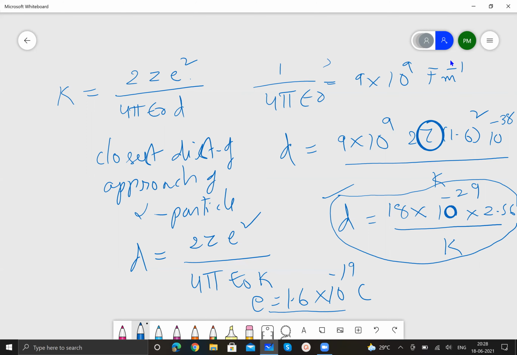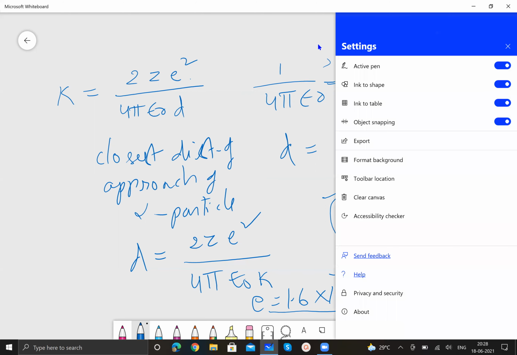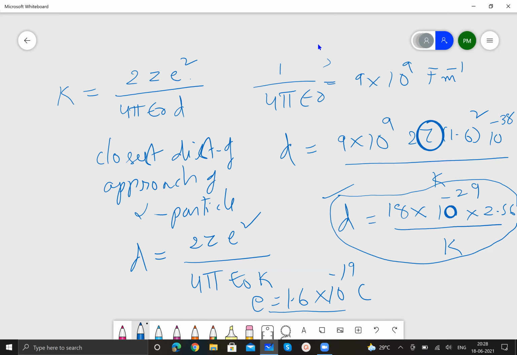Sir, it is known as impact parameter now, sir. Impact parameter, yes, I'm going to mention it. Anyhow, I'm writing here only. So this is called impact parameter. It will be in angstrom units, means 10 to the power of minus 10 meters.